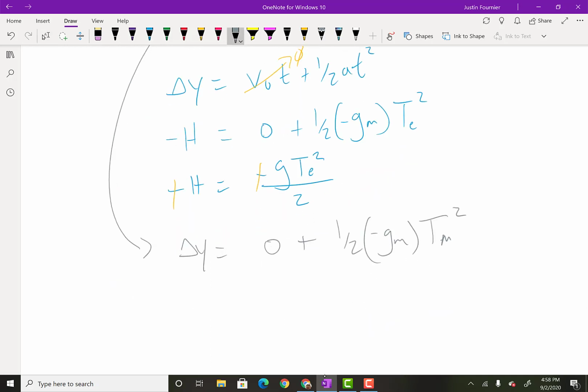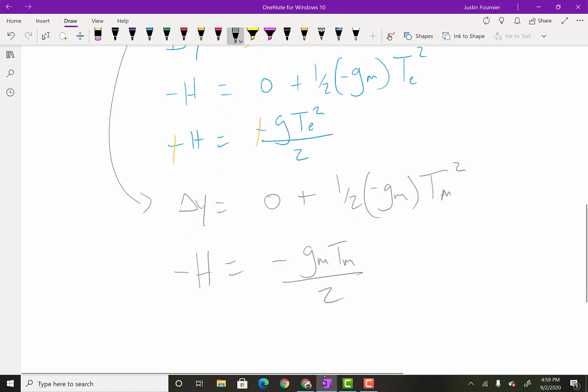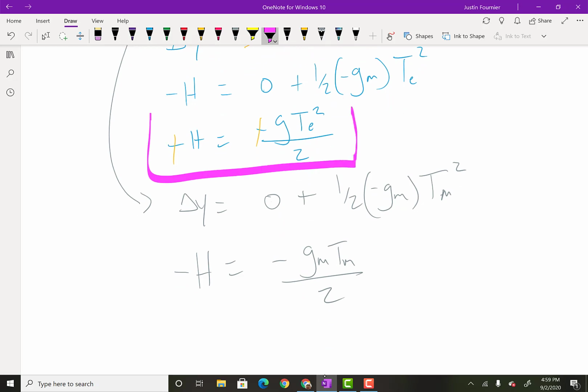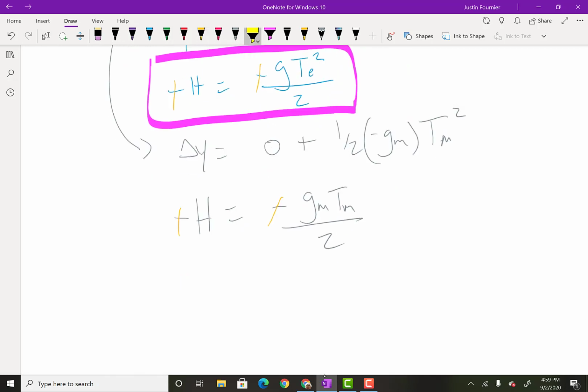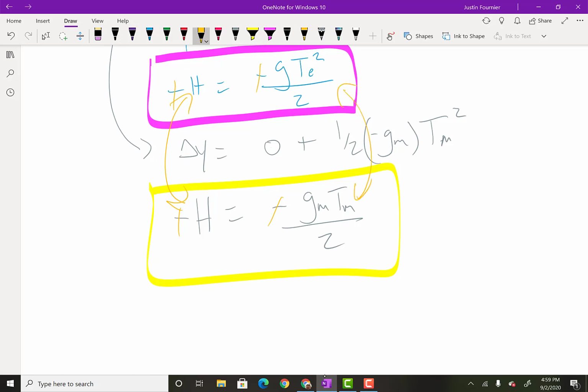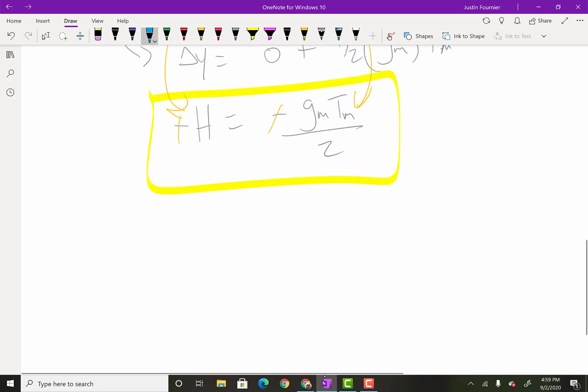So this is also delta y, which drops a height of negative h. So it's going to be negative g_m t_m squared over 2. And now here's this relationship. Again, the negatives cancel out, and I got this relationship here. Both of them are equal to h. So I'm going to set them equal to each other. Let's see what that looks like.